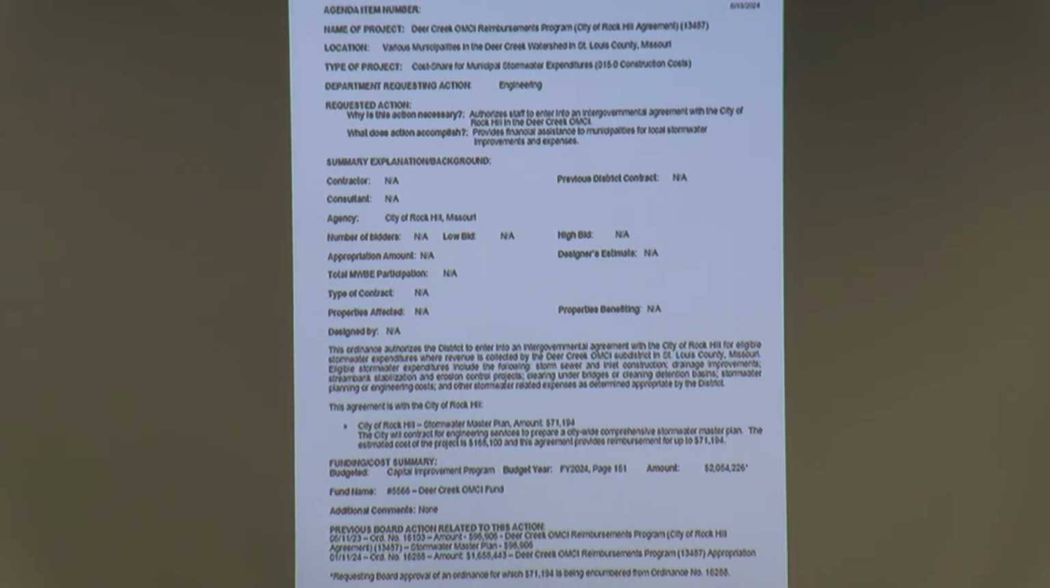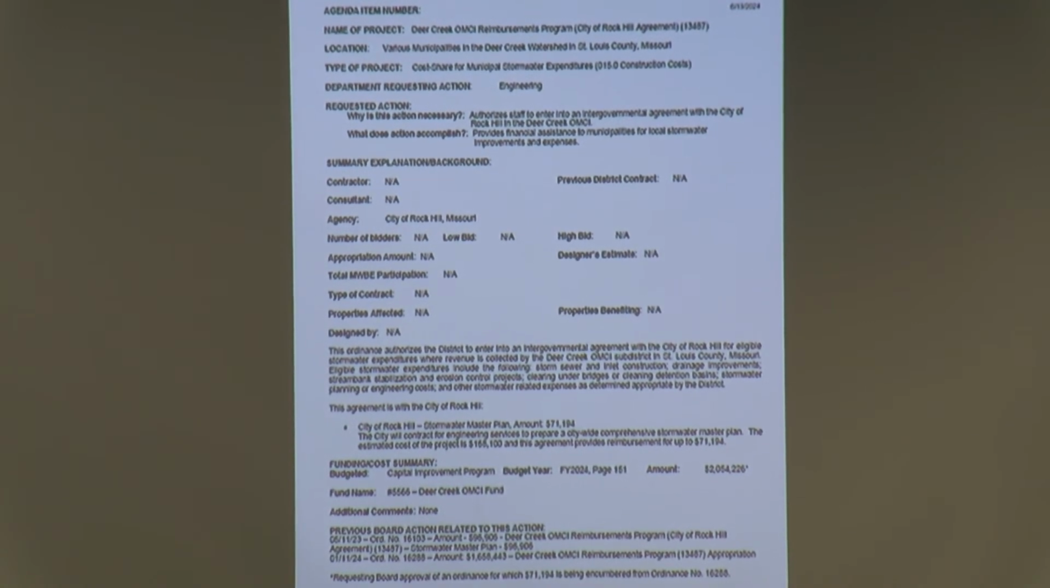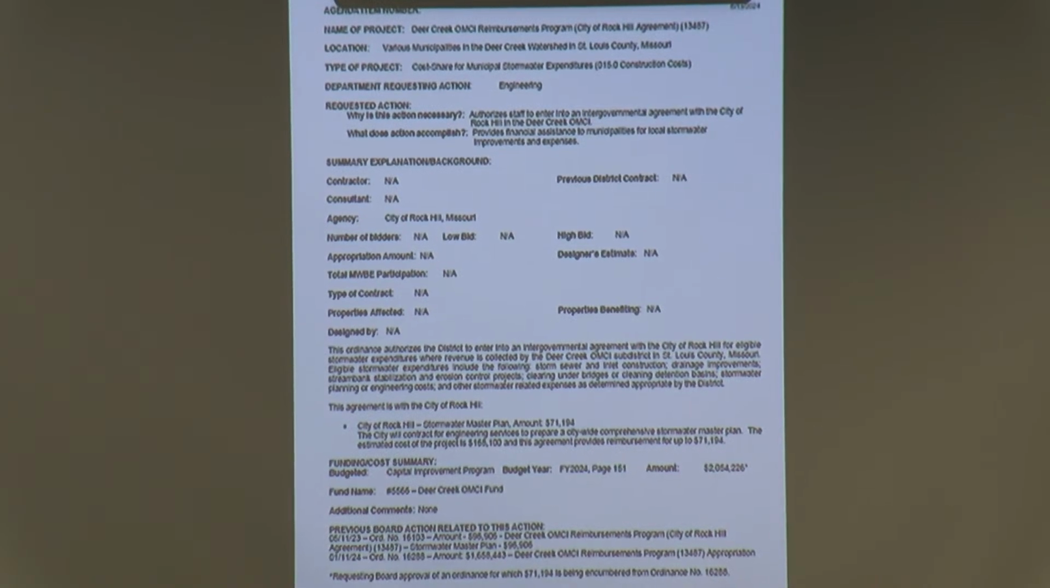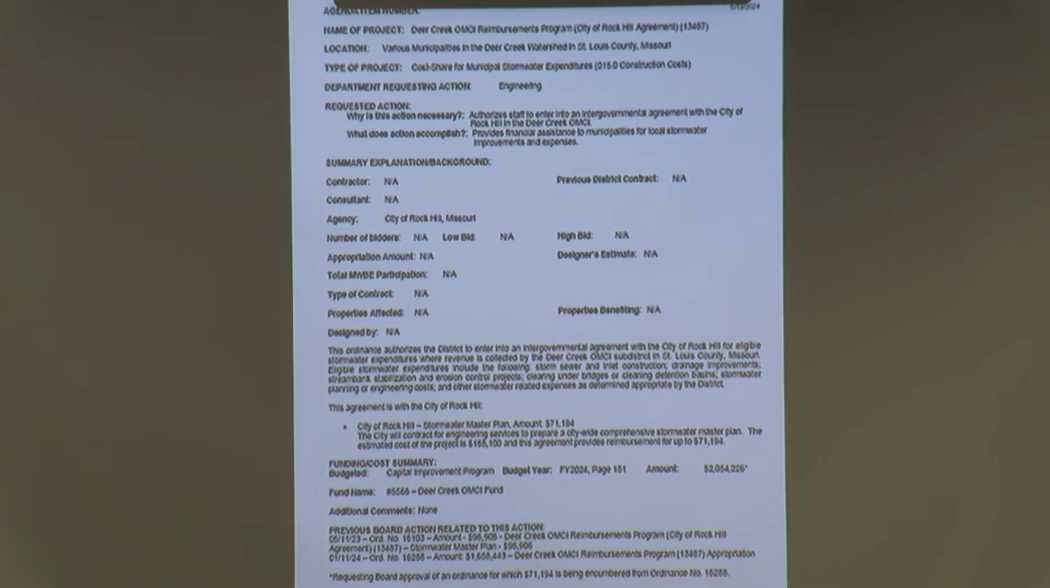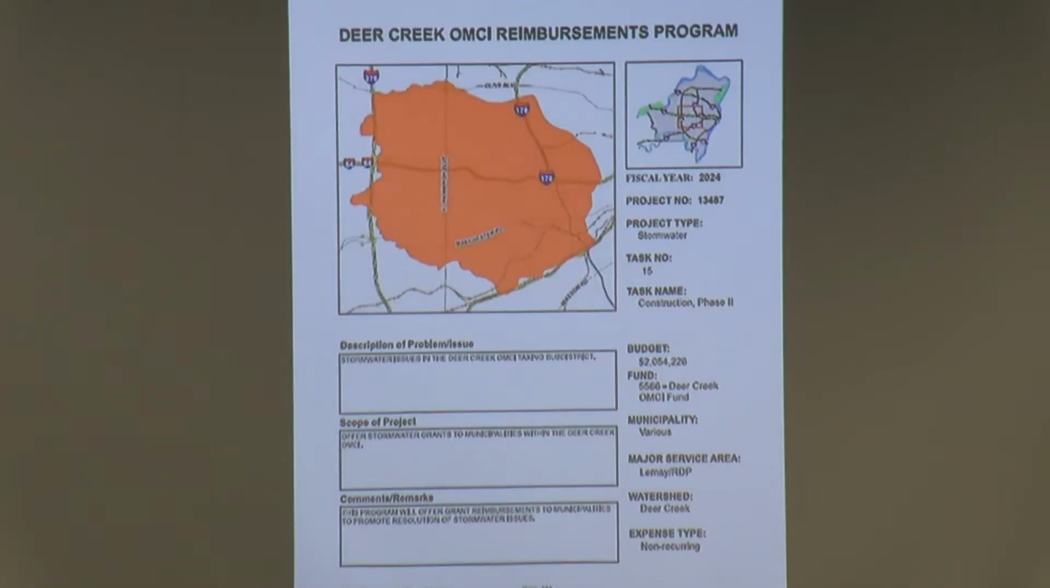Total cost of their project is $168,100. They're requesting reimbursement of $71,194, which is their portion of the Deer Creek OMCI. This is very beneficial when the municipalities do these studies because then they can provide that study to us and we can add projects. They can do projects that they want to do with grant funding, or it also provides us that data to add those projects to our database for future projects potentially. Any questions?